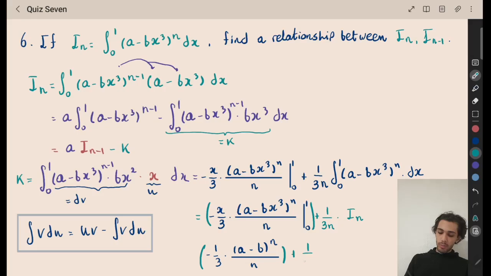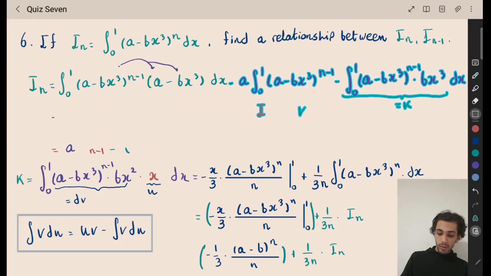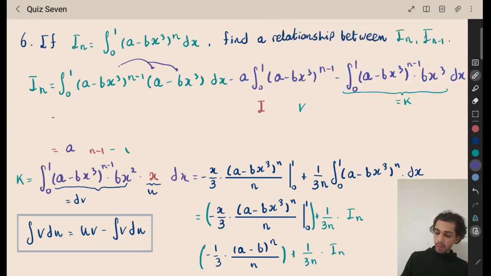And then we're adding 1 over 3n of In. And now all together, what do we have? I think we agreed that this is the expression for In. I hope we do agree on this. So this is true.